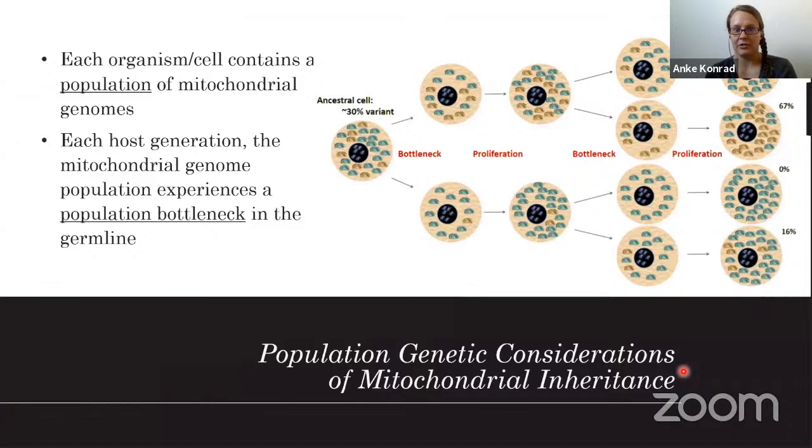And since you have a population of mitochondrial genomes, every time you have a cell division or a new generation of the host, you essentially see a population bottleneck of the mitochondrial genome population. So if you start out with any given population of mitochondria and go through a number of different cell divisions, different tissues, different cell lines, they can all have a different makeup of the original population. And that is also important to keep in mind.